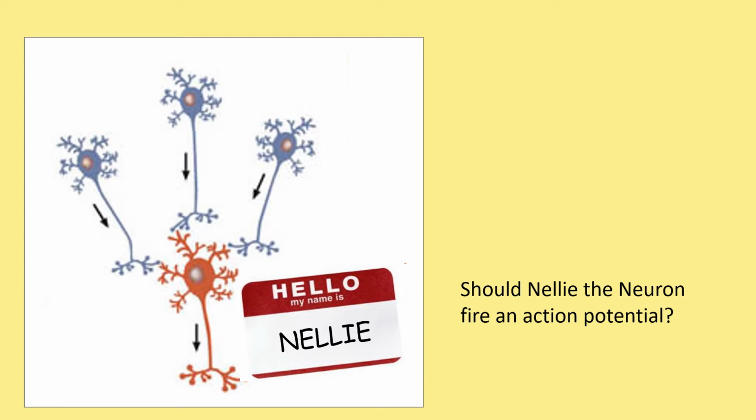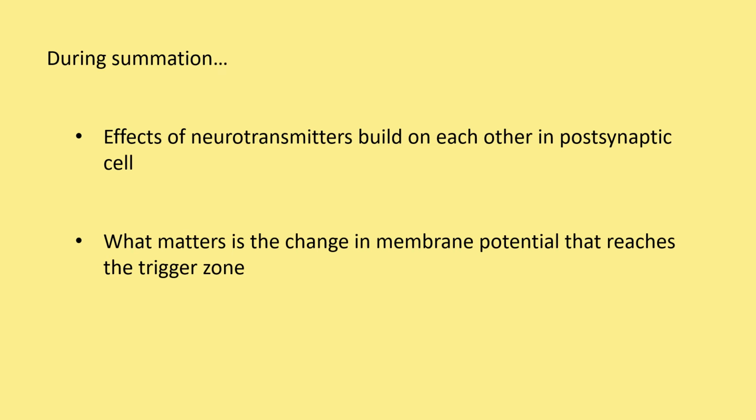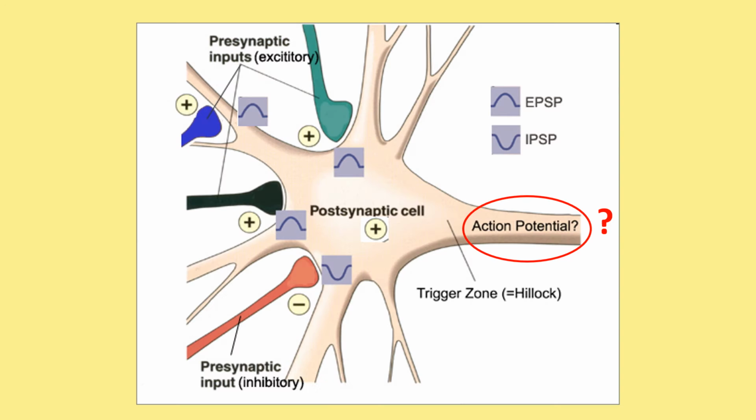So here's the question. Should Nellie the neuron fire an action potential? Well, it depends. So during summation, the effects of neurotransmitters released by a single presynaptic neuron or multiple presynaptic neurons build on each other in the postsynaptic cell. And during summation, there will be some outcome in the trigger zone. What is the change in membrane potential that reaches the trigger zone? That is the important outcome of summation.